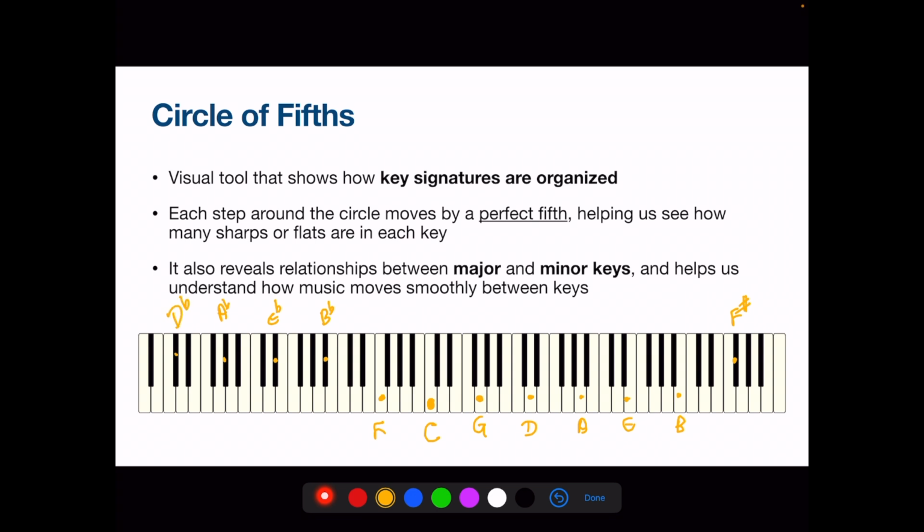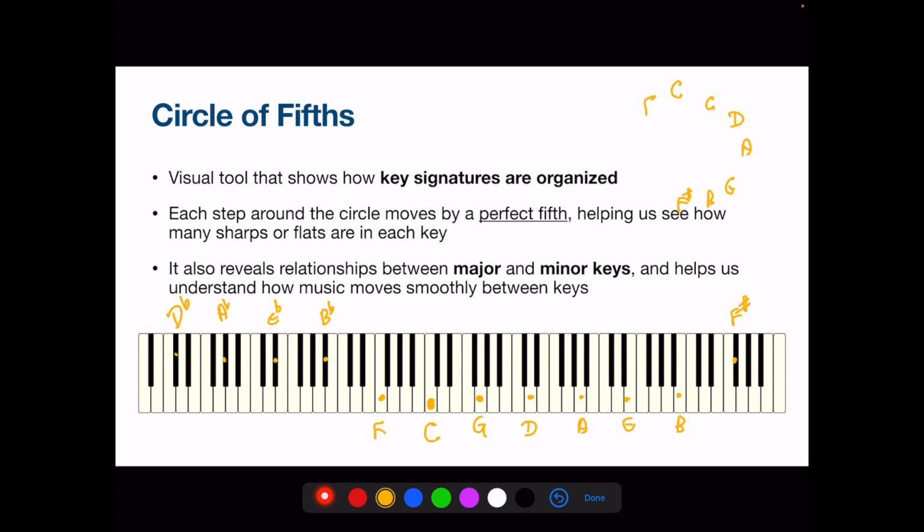And this is what you're going to see. You're going to see C, G, D, A, E, B, F sharp, and on the other side is going to be C. Oh, sorry, let's see. Yeah, I think that's okay. It's not a perfect circle, but I think you get the idea.